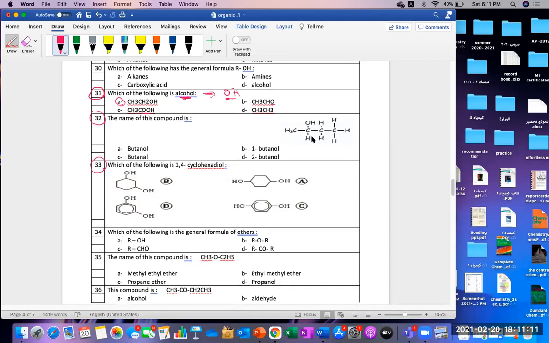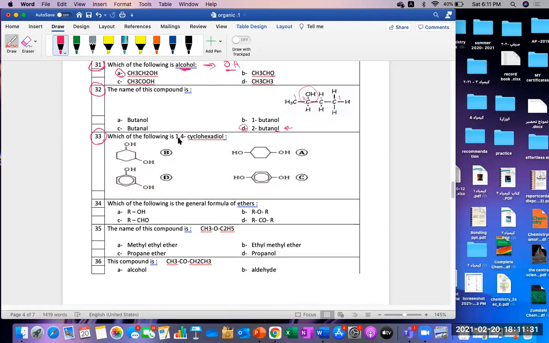For 32, we have a compound here, and we need only 2 numbers. It will be 1, 2. So the hydroxyl group should take number 2. We are looking for number 2, so it will be 2, and it ends with OL because it's an alcohol. So it will be D, 2-butanol.